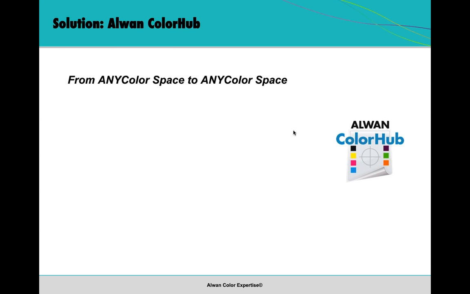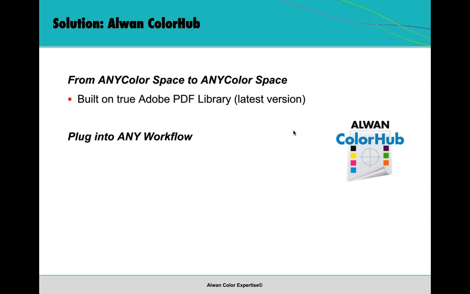So I've said the product name. It's all in ColorHub. It can take files from any color space to any color space. So it can go spot to hi-fi, it can go spot to process, it can go RGB to hi-fi, it can go CMYK to CMYK. It really can do any color space to any color space, all based on the Adobe library, and it plugs into any workflow. ColorHub itself is not a workflow. It's designed to work in sync with any workflow.